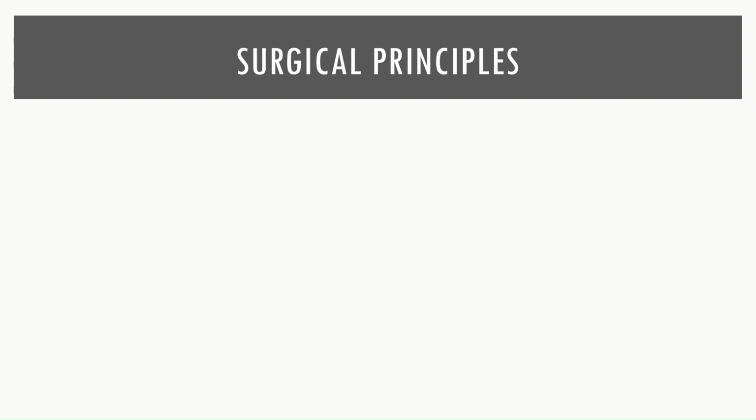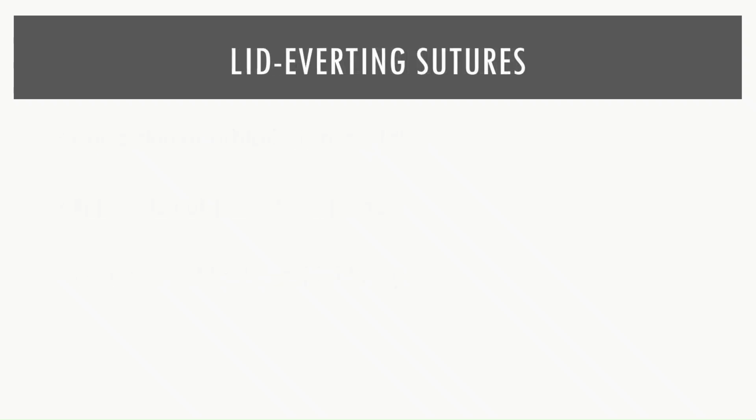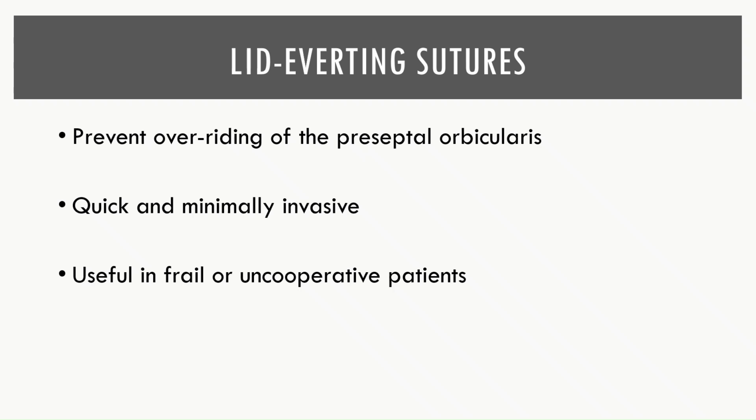Definitive treatment must address all contributing anatomical defects to prevent recurrence. Correction of orbicularis overriding, reinsertion of lower lid retractors, and correction of horizontal lid laxity. Everting sutures provide temporary correction and are often used when definitive surgery is not immediately possible. It prevents overriding of the preseptal orbicularis and is a quick and minimally invasive procedure. It is useful in frail or uncooperative patients, and the correction lasts several months.